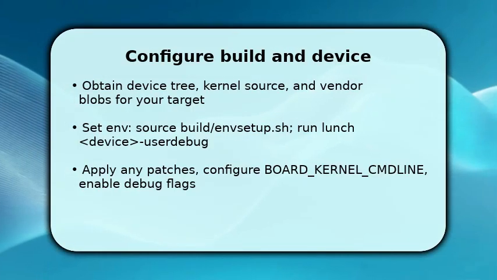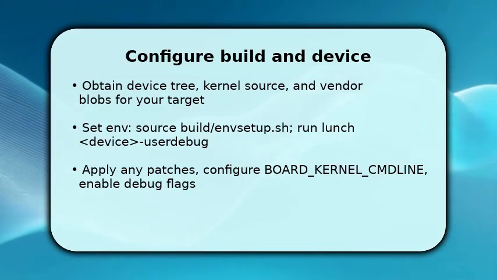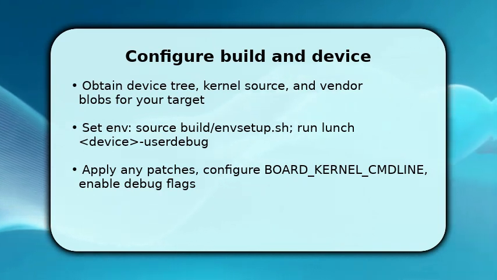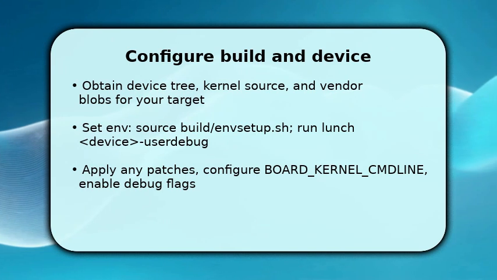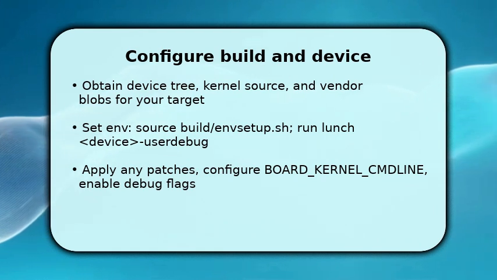You now configure the build for a specific device. Get the device tree, kernel source, and proprietary vendor blobs, place them under vendor/ and device/. Then source build/envsetup.sh and run lunch for the correct device target to generate the build configuration. Once done, tweak board config and kernel cmdline as needed and apply patches for drivers or HAL mismatches.